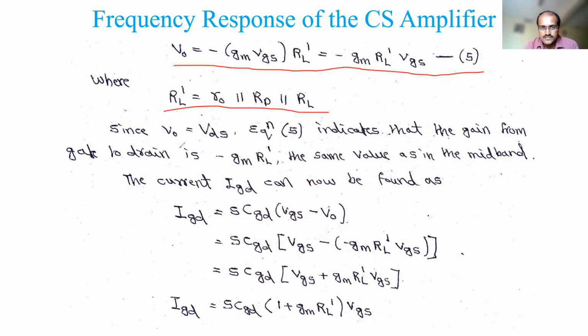Since V0 equals VDS here, what is the output voltage V0 in the common source amplifier? It is nothing but the drain to source voltage, right? So V0 is equal to VDS. So equation 5 indicates that the gain from gate to drain is minus gm RL dash. Because here VGS is input and V0 is VDS, output by input is gain, so that is gm RL dash, which is the same as in the midband case. That is what we derived earlier in the common source amplifier without considering capacitance. Maybe you can go back and see lecture 3.